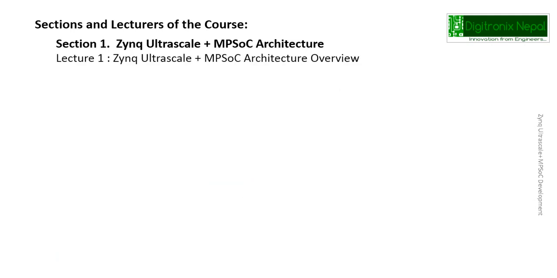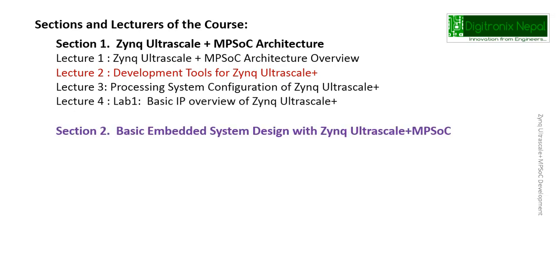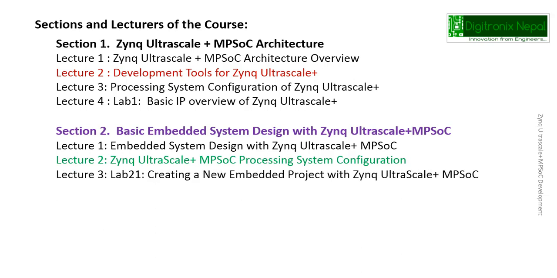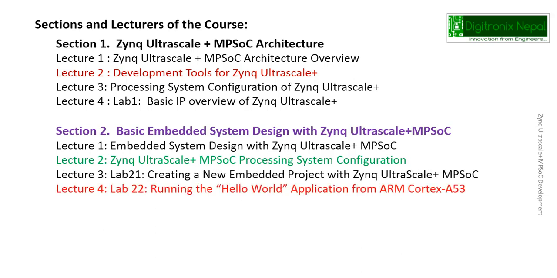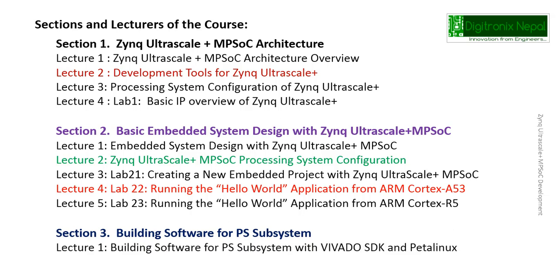So let's go to our section overview. We have, first of all, introduction of architecture, design tools, and different processing system configuration. Section 1 also has a basic IP overview lab session. Section 2 is basic embedded system design with Zynq Ultrascale MPSoC, where we have embedded system design methodology, configuration types, and we are going to write a basic hello world application targeting ARM Cortex-A53, that is the application processing unit, APU, and we are also going to write an application for the real-time processing unit, that is RPU, the ARM Cortex-R5.